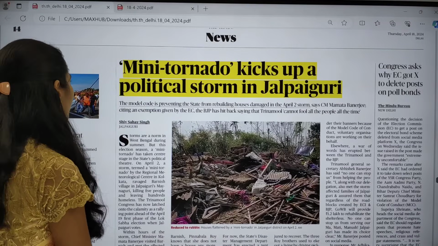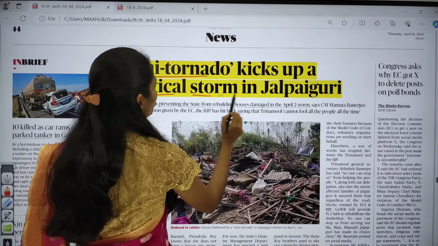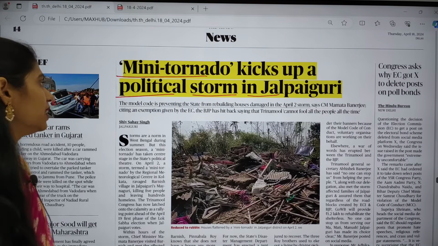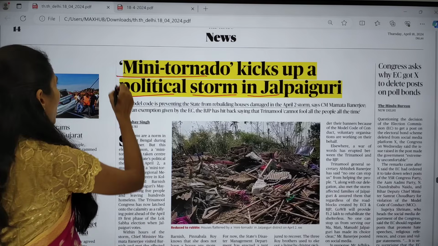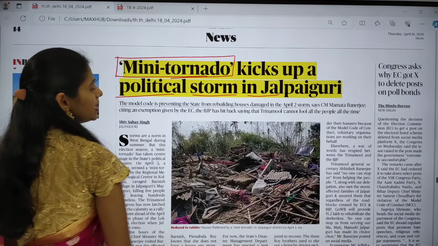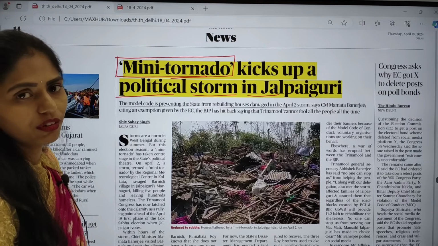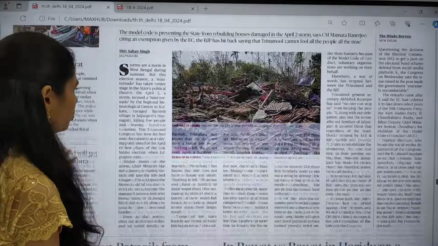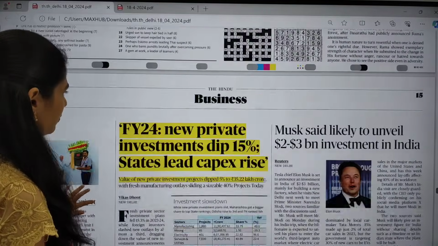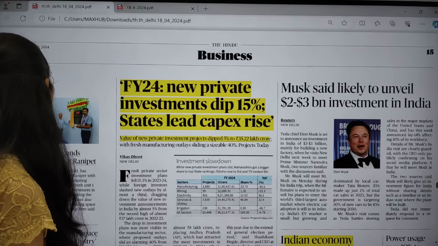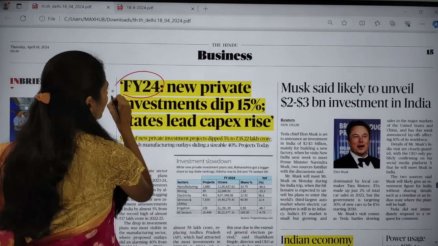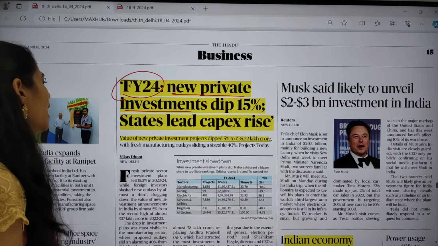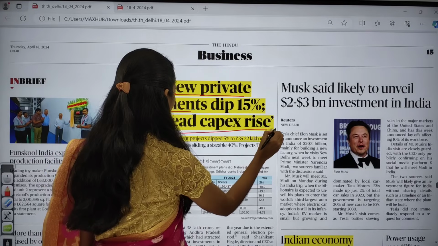And here you can see "Mini tornado kicks up political storm in Jalpaiguri." Actually, what happened is that West Bengal had been hit by this mini tornado. If you have gone through your geography NCERT, you can see this topic of tornado for sure. Tornado is very important. And if you move on, here in the business page, you can see "Financial year 2024 new private investments dip," that is, a decrease in private investments, and that leads to a states-led capital raise.